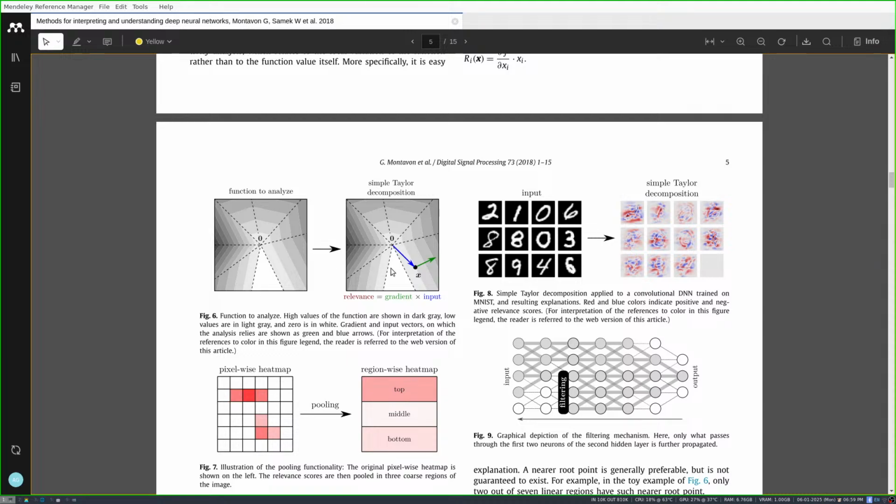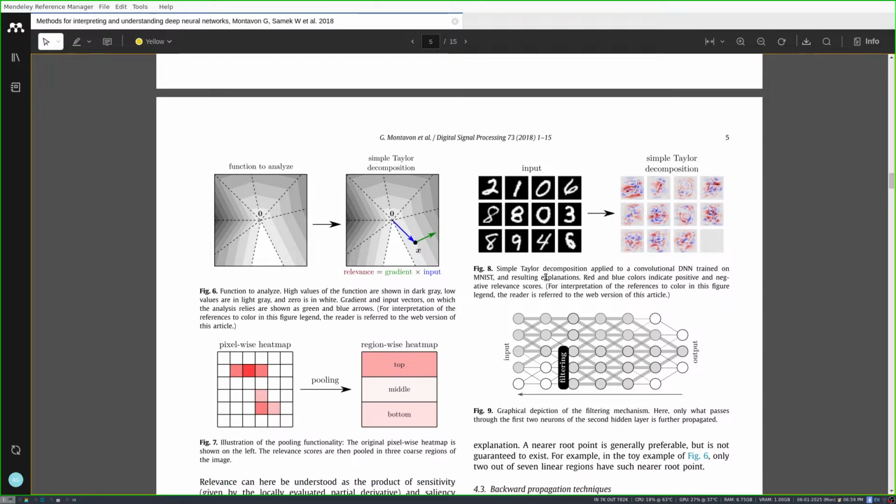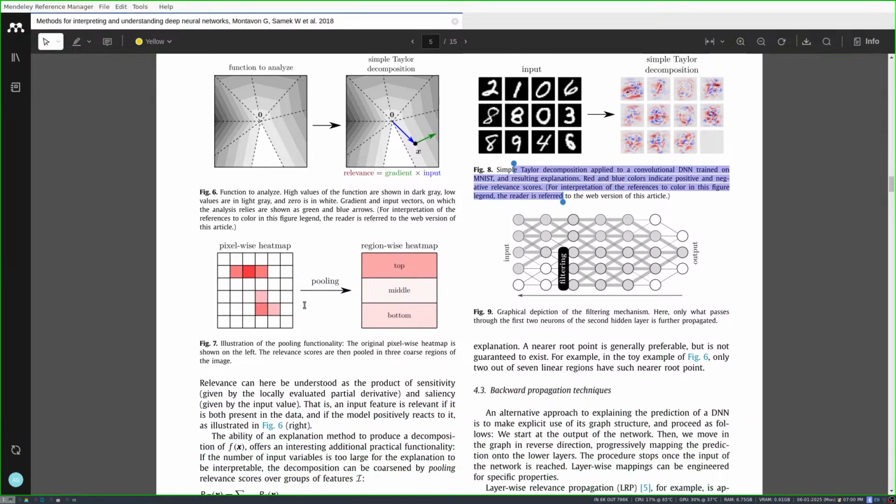Function to analyze. Simple Taylor decomposition. Pixel-wise heat map. Region-wise heat map. Graphical depiction of the filtering mechanism. Here only what passes through the first two neurons of the second layer is further propagated. Only what passes through the first two neurons of the second layer, second hidden layer. Because of the filter. Okay.